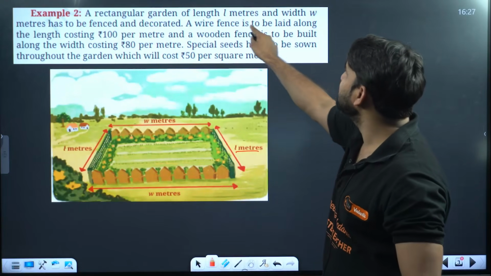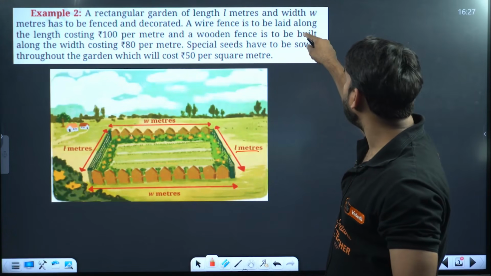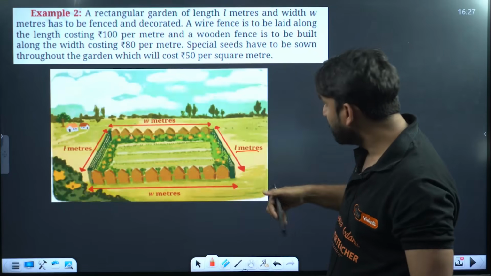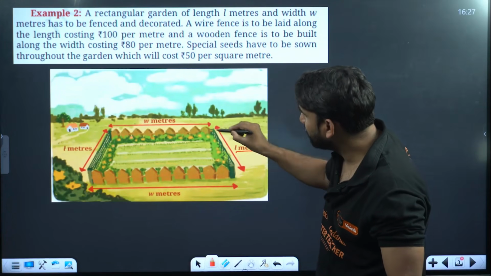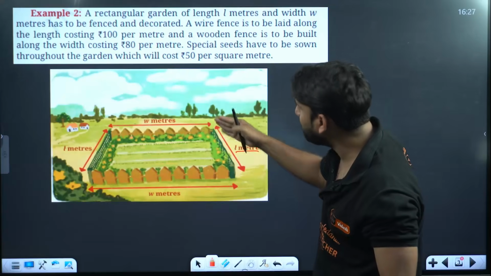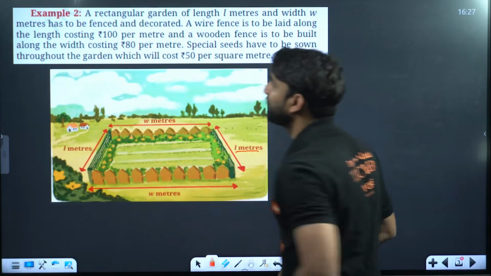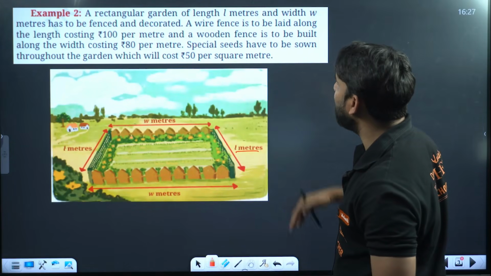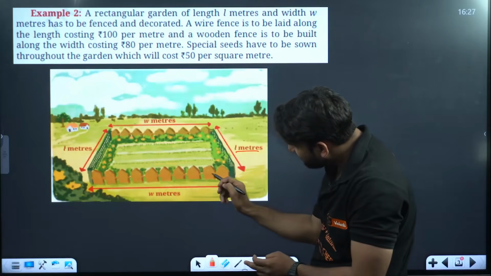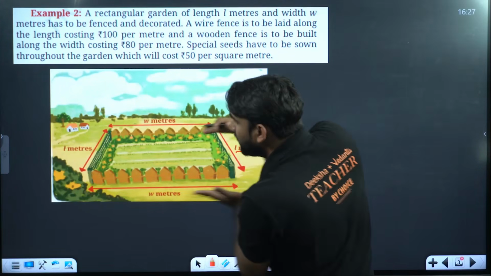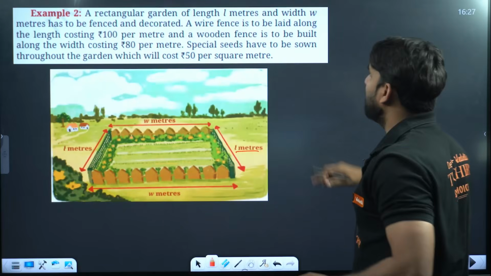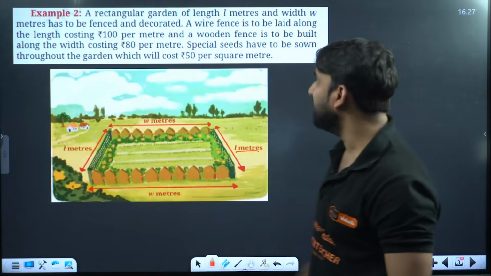A wire fence is to be laid along the length. Okay, can you see here? This green color portion is wire fencing. So wire fencing has to be done towards the length. And the wooden fencing, can you see these are the wooden structure, that has to be done towards the width, and that is costing 80 per meter.